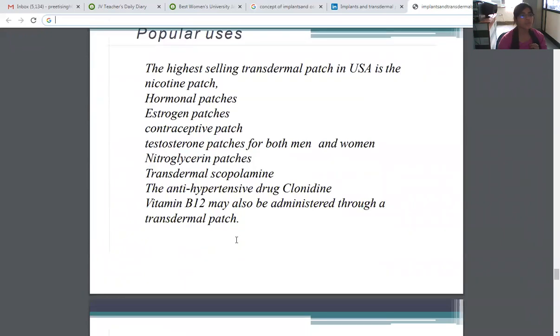So, the popular uses. The highest selling transdermal patch in the USA is the nicotine patch, and hormonal patches, estrogen patches, and contraceptive patch. Testosterone patches are for both men and women. Nitroglycerin patches are also used. There is also transdermal scopolamine, and the antihypertensive drug clonidine. And vitamin B12 may also be administered through a transdermal patch.